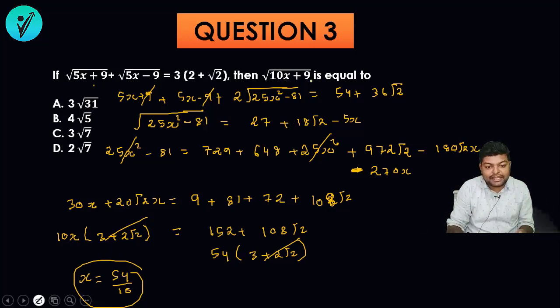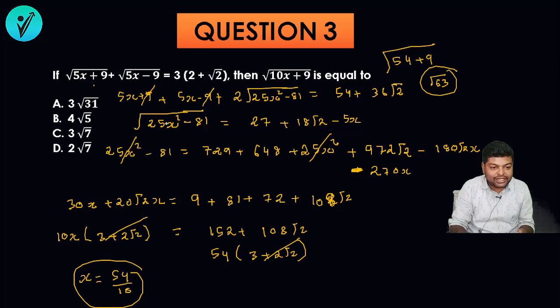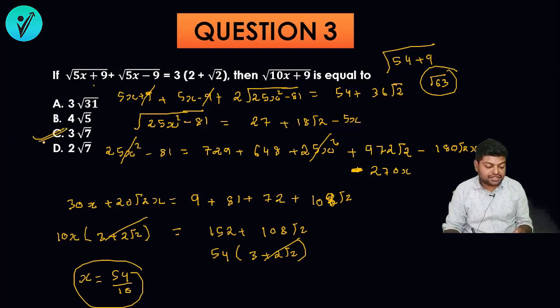So 10x plus 9 we have to get. If x is 54 by 10, so 10x will be what? It will be simply 54. So 54 plus 9, which is under root of 63. So under root of 63 will be what? It will be 3 root 7. Okay, so the correct answer to question number 3 will be what? It will be 3 root 7.